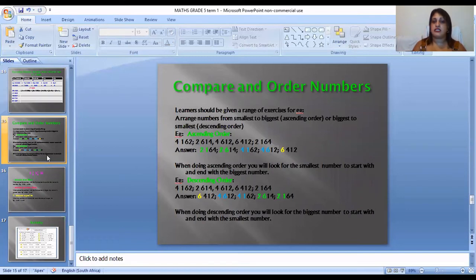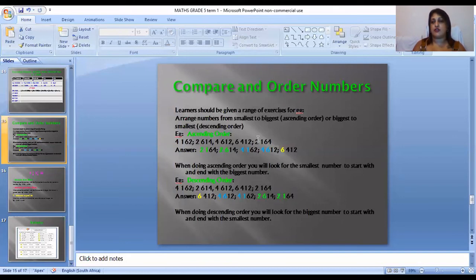Now, always remember ascending, going up, so your numbers start from smallest to biggest. Descending, D for down, so it's coming from biggest to smallest. So ascending order, remember again, smallest to biggest. I've given you an activity which could confuse you a bit, but I will explain to you as we're going along. Now, there are numbers all jumbled up here in different order: 4,162, 2,614, 4,612, 6,412, 2,164. Now, you've got to put this from smallest to biggest.